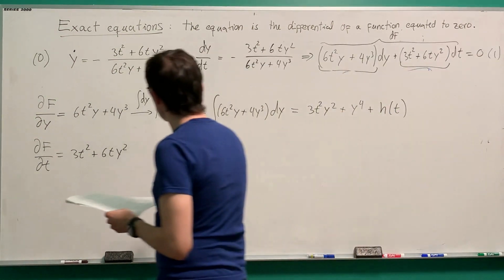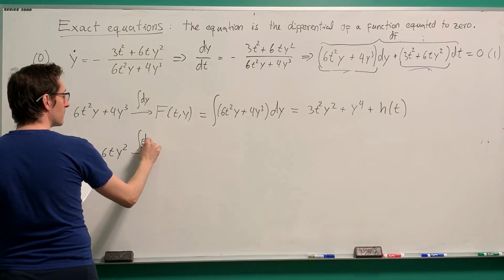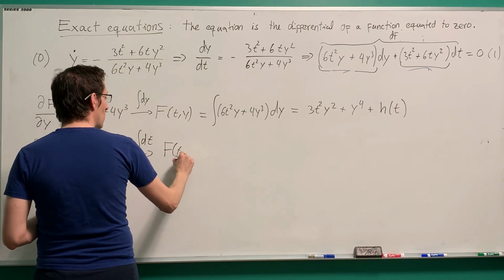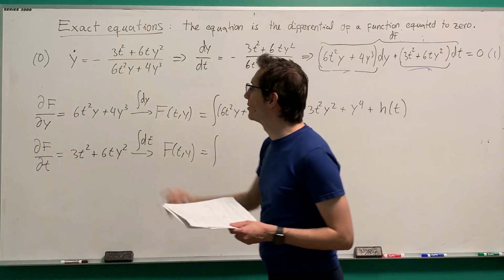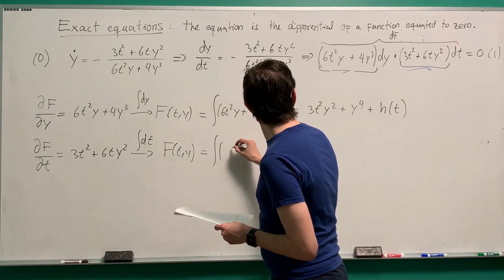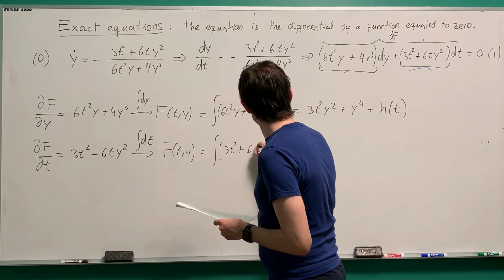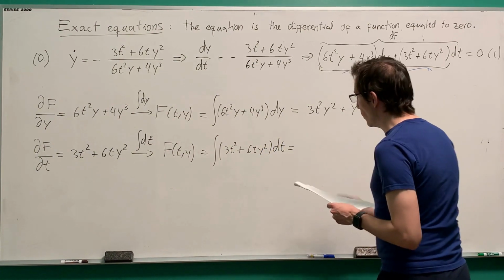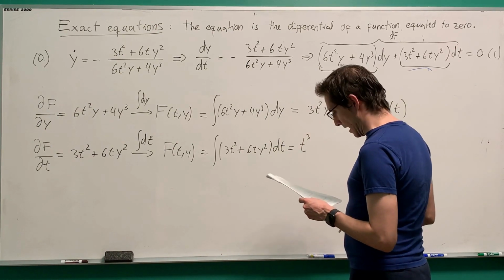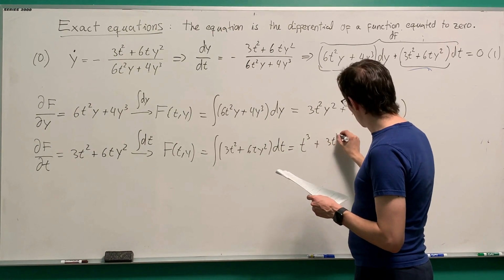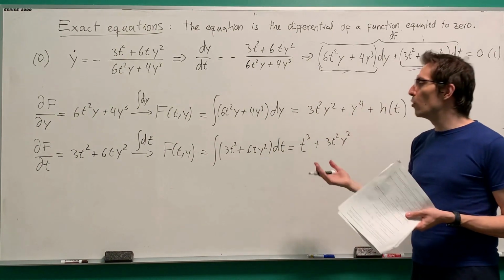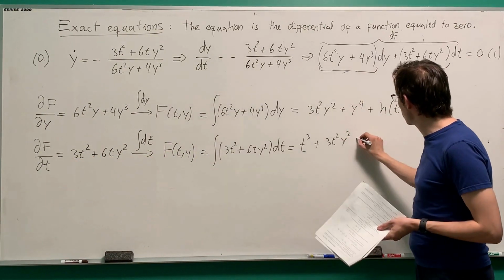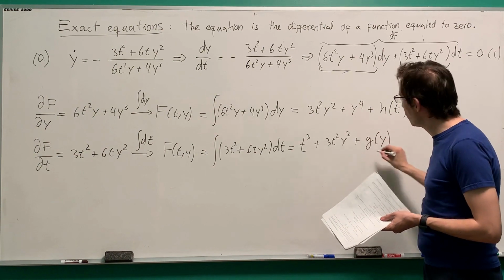Okay, so here we integrate with respect to t, and that means that f of ty would be the integral of the partial derivative of f with respect to t, which is 3t squared plus 6ty squared dt. And if we integrate that, we get first a t cubed, and then plus 3t squared y squared. And again, we may be forgetting something because this thing killed all the factors of y, so the integration constant here could be a function of y.